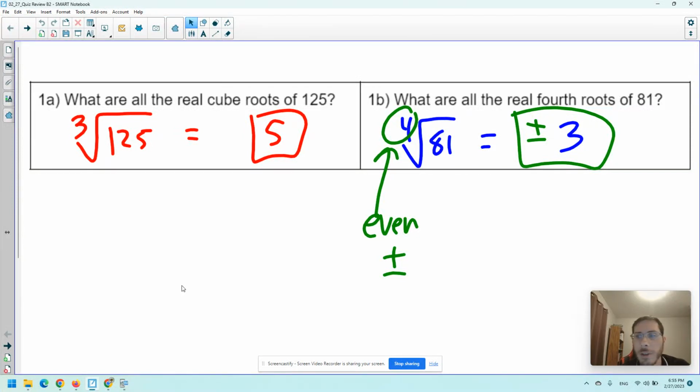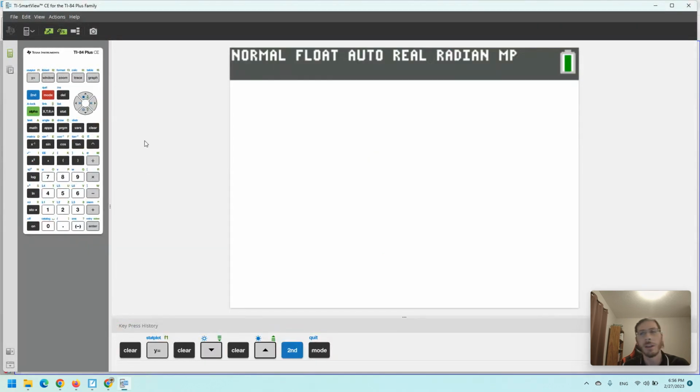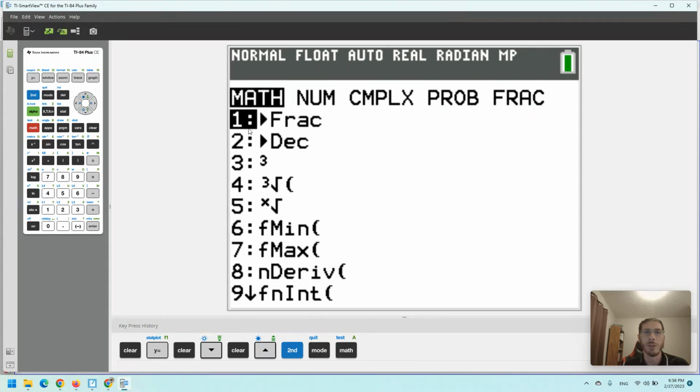All right, just making a quick video to go over some of the calculator commands for this quiz, the Unit 5 quiz. For number one, the calculator commands are just going to be the cube root and fourth root. Where those are located on the calculator, you just hit the math button, and that will show you exactly where these things are.